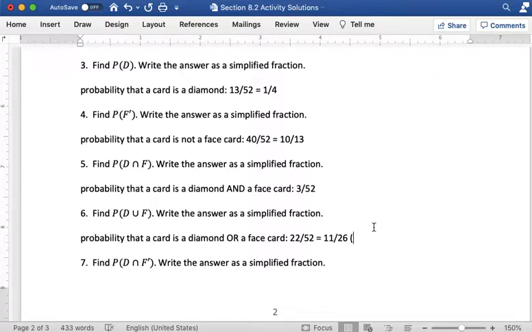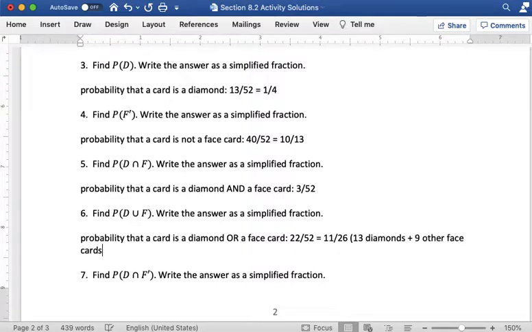I'm going to write a little note here to help myself remember. 13 diamonds plus 9 other face cards.